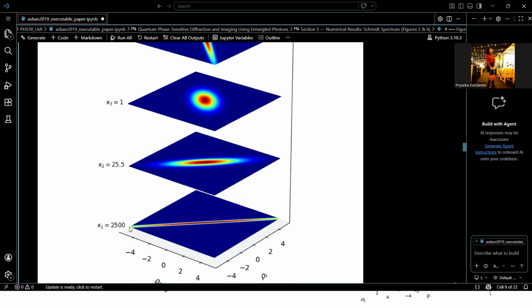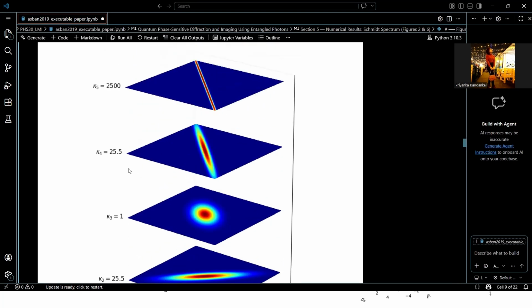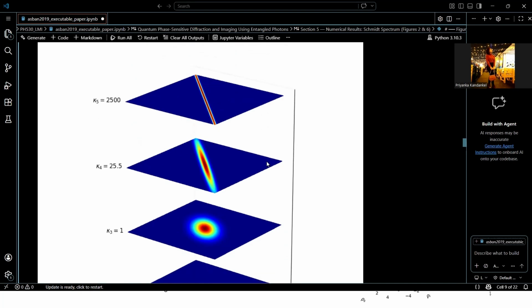which is kappa 1 equals 2500, the distribution collapses into a very narrow ridge along the diagonal, that is rho s equals rho i, and the photon positions are perfectly correlated. And similarly, when we move upward, that is kappa 5 equals 2500, the ridge is along the anti-diagonal, that is rho s equals minus rho i, which are anti-correlated positions.